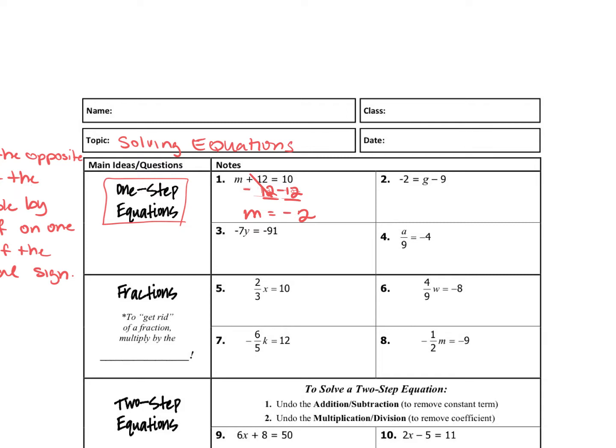Let's do a subtraction one. This is -2 equals G minus 9. Again, we want to get the variable by itself. It's a subtraction problem, so we're going to add. So we're going to add 9 to both sides. What you do to one side of the equation, you have to do to the other. That leaves G over there by itself. -2 plus 9 is +7.